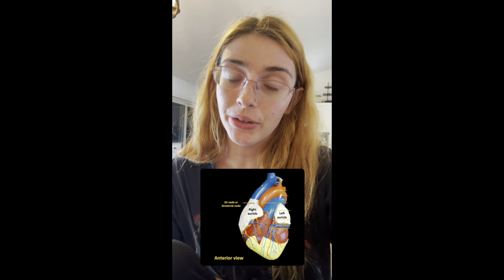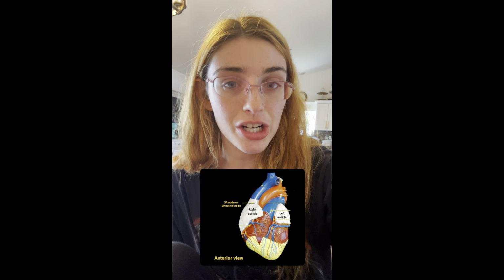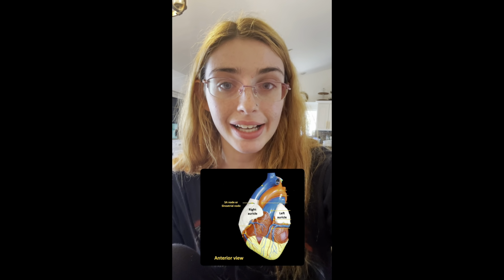The sinoatrial node is the heart's natural pacemaker. It is what sets the heartbeat and the rhythm of the heart. Here it is in the lab diagram. Here on the lab model, we can see that the sinoatrial node is next to the right auricle.